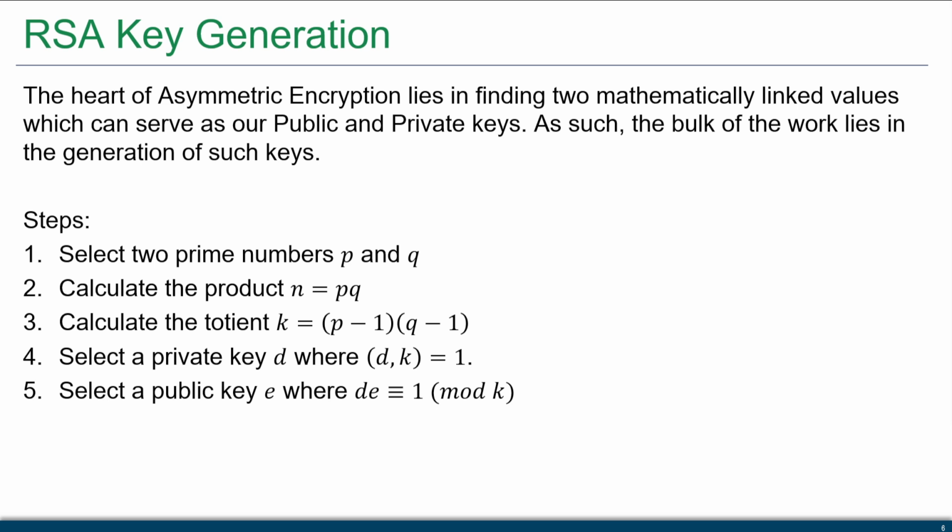Now, once we have this met, then we know mod K that D has a multiplicative inverse. So there will exist a public key E such that DE is congruent to 1 mod K. So the big work is finding the private key, then the public key comes afterwards. But this is it. Those are the 5 steps to generate our two keys. So our public key would be E and N, because again, we're doing all the calculations mod N. And then our private key would be D, and again, N as well.